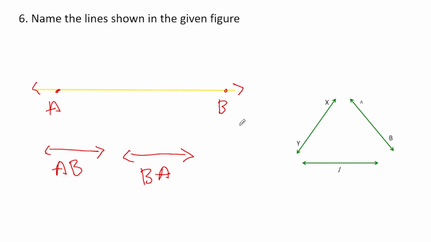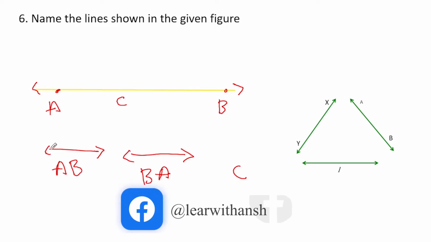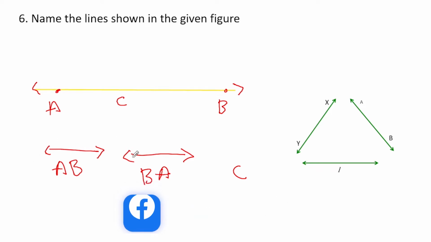Now the final way is we represent the line with a small letter. So let's say C. So we say this line as C. Now what is this symbol I'm adding over both of these letters? It's basically just a mini line. So it's just one line and 2 arrows at both the ends, representing that it goes on and on forever, and the letters represent the points.